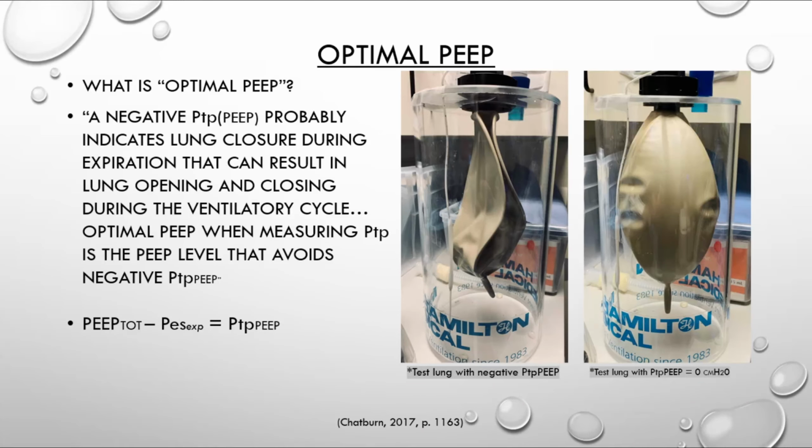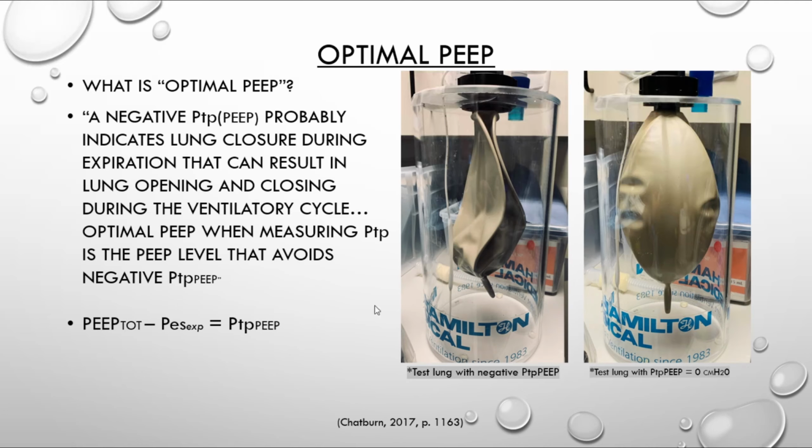Optimal PEEP. So what is optimal PEEP? A negative transpulmonary pressure reading means that your lungs or your alveoli are collapsing on each breath, kind of like we're seeing here on the left picture. Of course, this is just a test lung, and it's a little bit dramatic. But when your alveoli close like that and then open back up every breath, that can damage the tissue. So optimal PEEP is the level of PEEP that keeps them recruited and nice and open after exhalation.